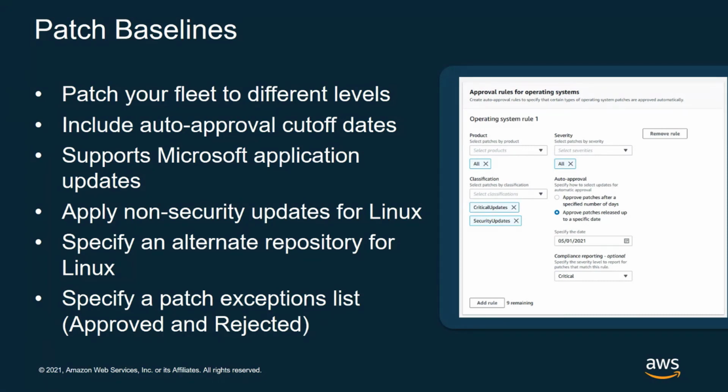Lastly, within your baseline rules, you can also specify any explicit exceptions that need to be made. These can be explicitly approved patches or explicitly rejected patches. Rejected patches can either be flat out blocked and never installed, or you can specify that they are only to be installed as a dependency for an approved package.